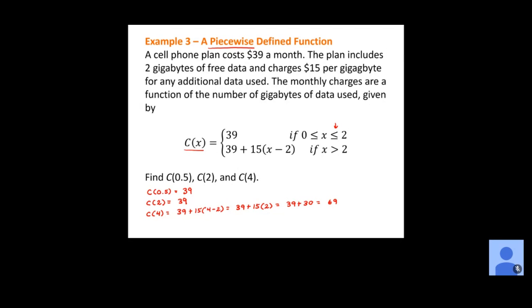All right. So now the only other thing I would say on this problem in particular is because it's contextual, right? Let's think about our units. So for each of these values that we just found, what are the units going to be? Dollars, right? So we found a cost based off the number of gigabytes used. And so all of these now, this is $39, $39, and $69.